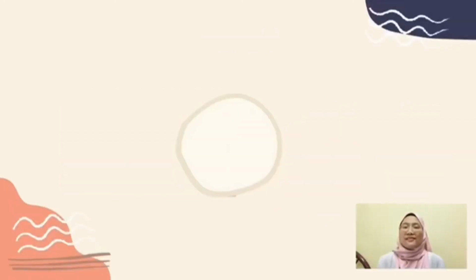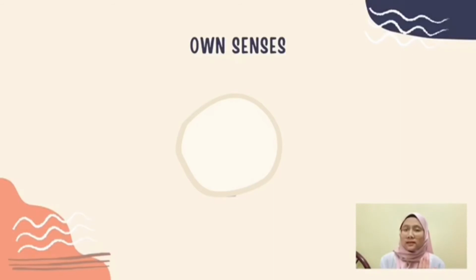So, everyone, this is an example of how we use our own senses to describe things that we want to observe. The 5 senses that are used are sight, hearing, smell, taste, and touch. So, there are 5 senses.